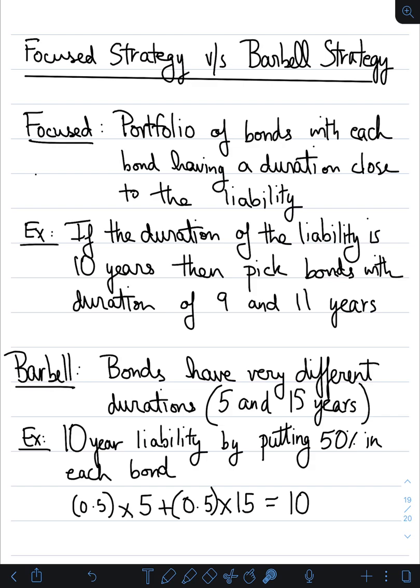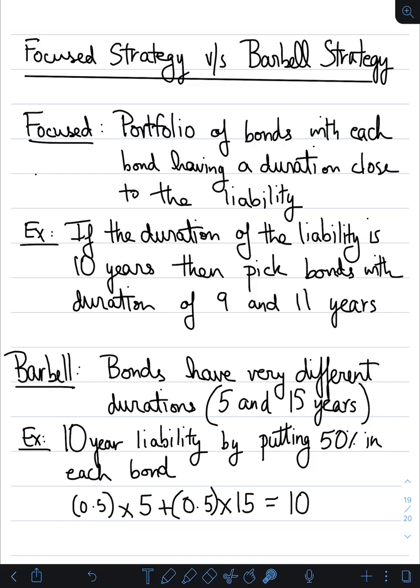The barbell strategy, on the other hand, chooses bonds with very different durations, like 5 and 15 years. So you could make the 10-year liability by putting 50% in each of the bonds. If you put 50% in the bond with duration 5 and 50% in the bond with duration 15, you'll end up with 0.5 times 5, which is 2.5, and 0.5 times 15 is 7.5. When you add those two together, you get 10.